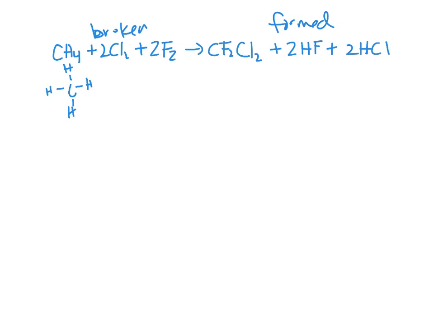So if I'm talking about my bonds broken, I'm going to have to say 4 times 413. That's just for the CH4. Now, the next one I need to look at is the 2Cl2. The way I think about this is I've got a chlorine bonded with a chlorine, but I've got 2 of them. So I've got chlorine, chlorine.